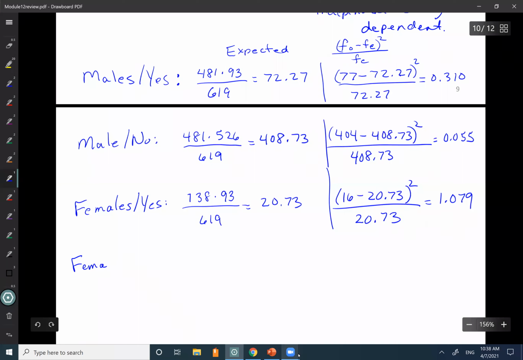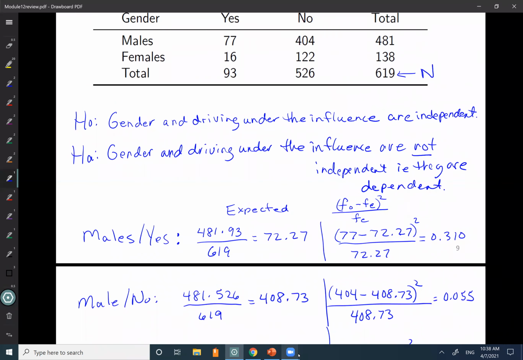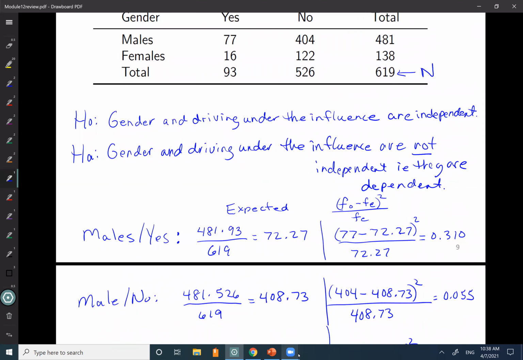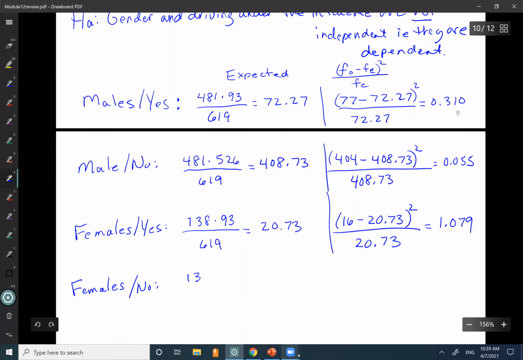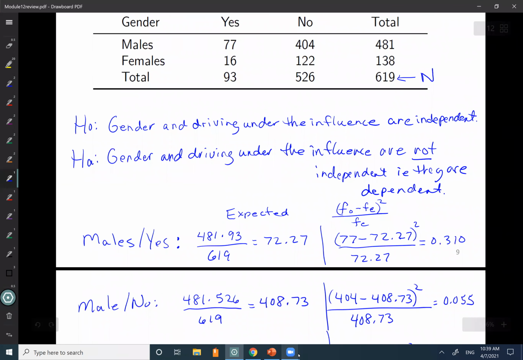One final category. We have females that answered no. We have a total of 138 females. Total that said no in the study was 526. So that will be 138 times 526 divided by 619. It's always 619. I think you see the pattern here. So their contribution, total number of females that said no was 122.